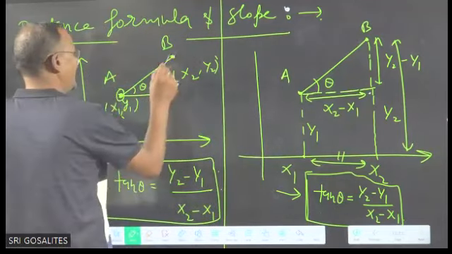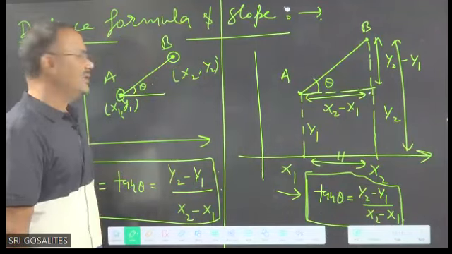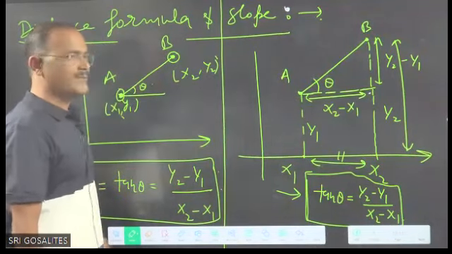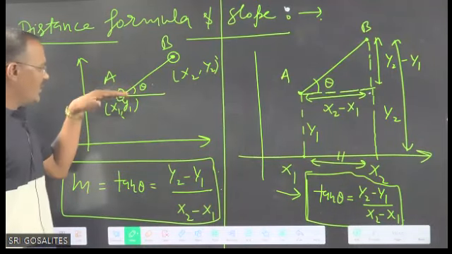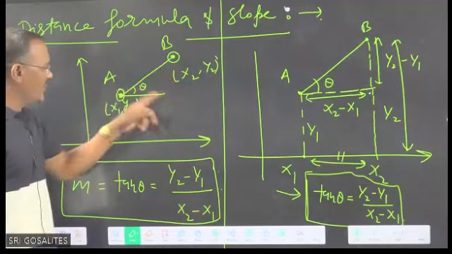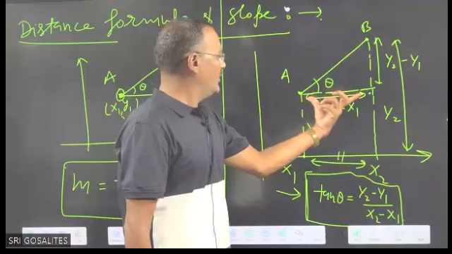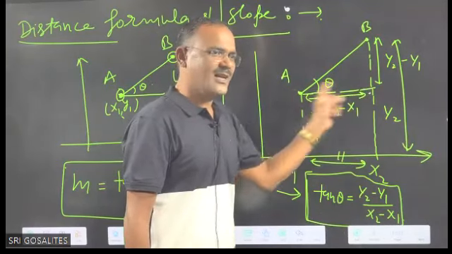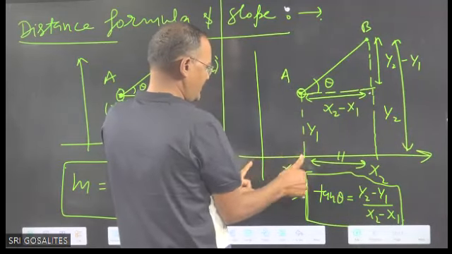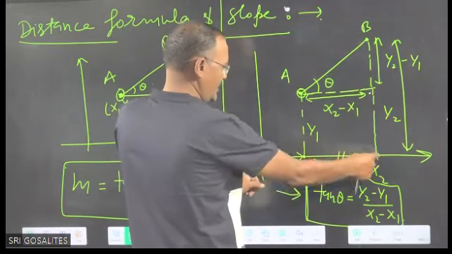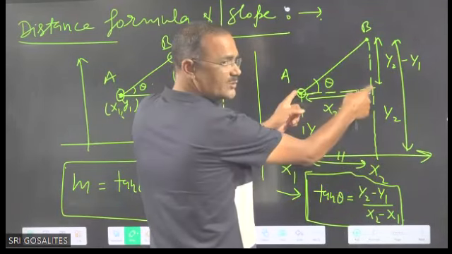Two points A and B have the coordinates x1, y1 and x2, y2. Then the line joining them will have a slope m equal to tan theta, meaning how much angle it will make. Tan theta is perpendicular upon base. Perpendicular is y2 minus y1, and base, from here to here, is x2 minus x1. See beta, this coordinate was x1, y1. So this distance is x1 up to here, and this is x2. So what is left? x2 minus x1. The same is here, x2 minus x1.